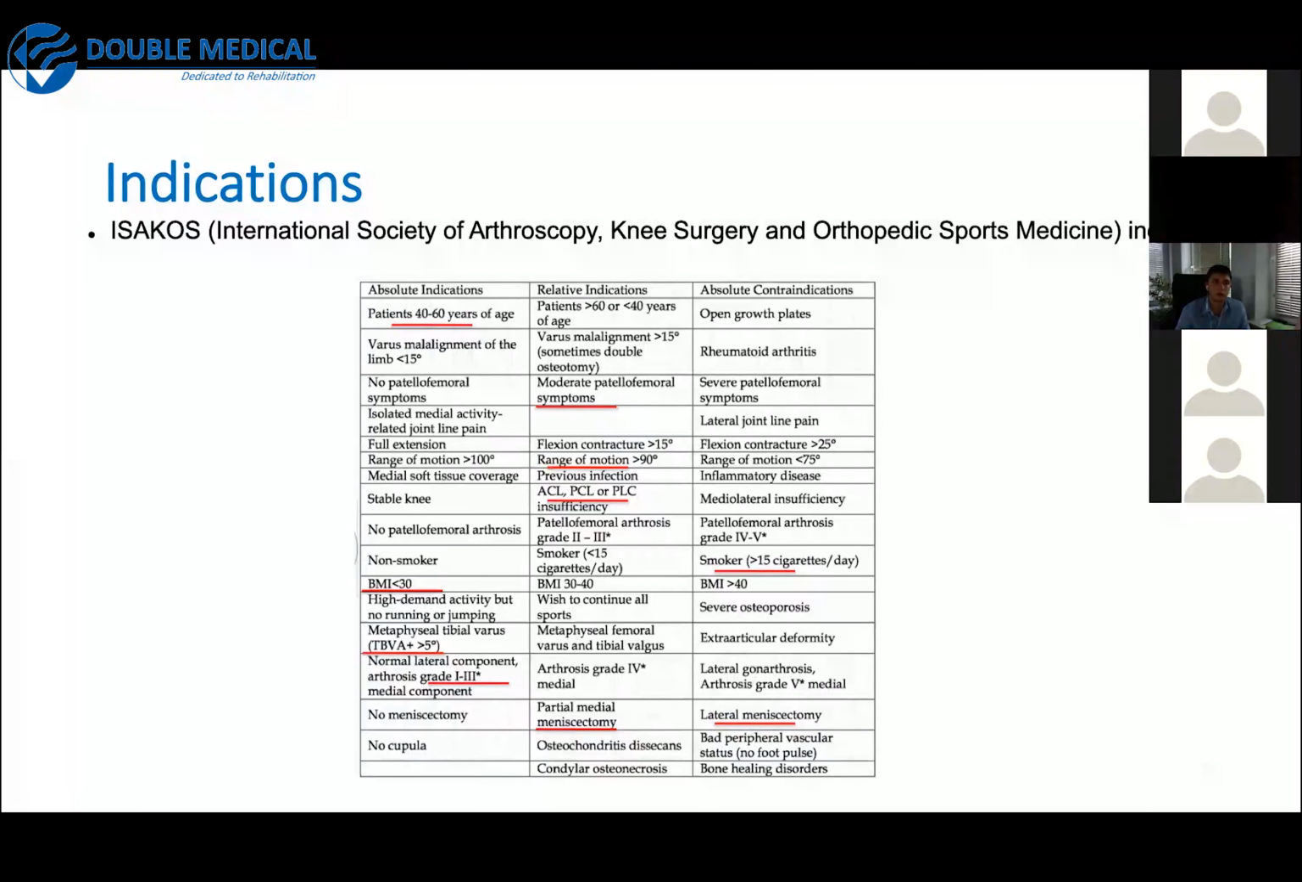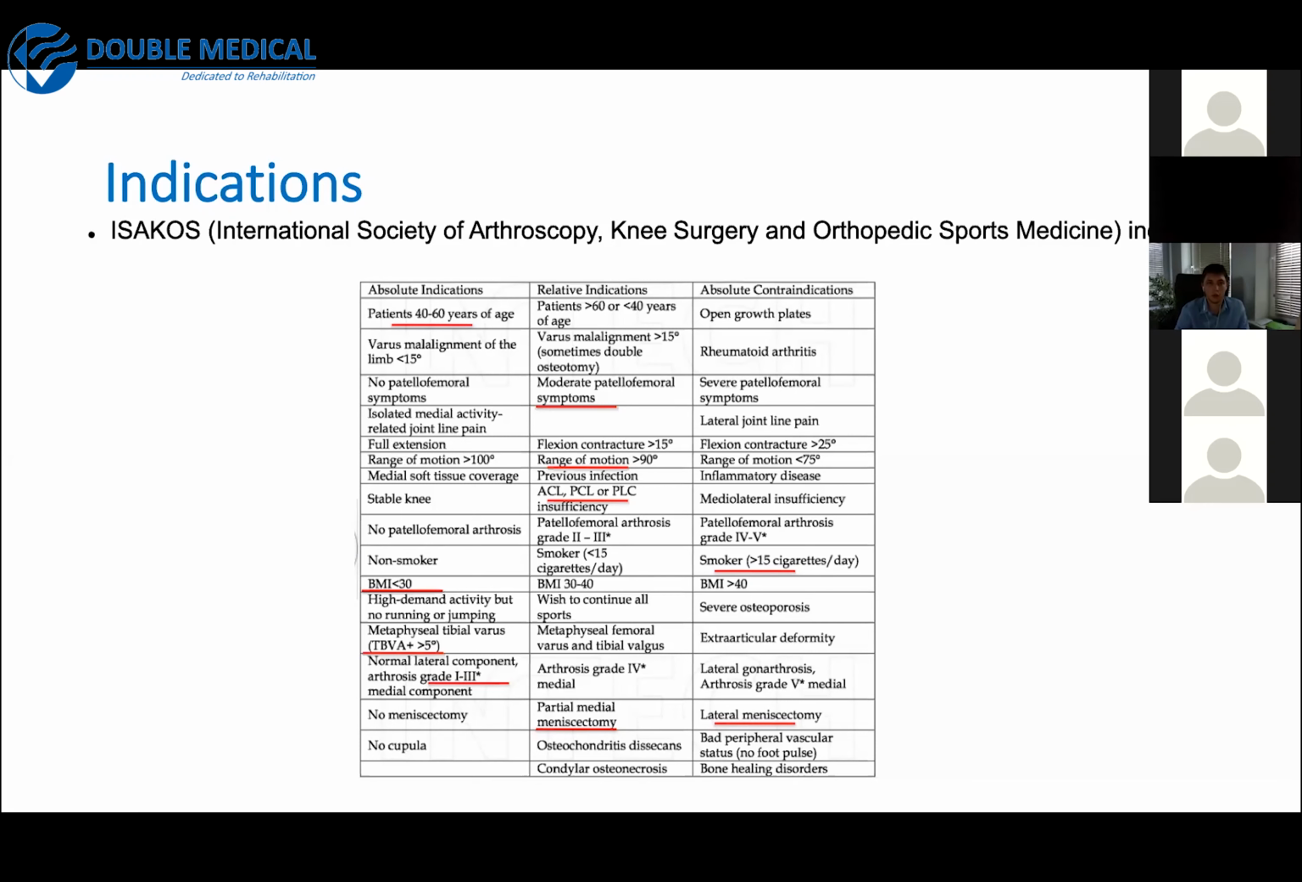The International Society of Arthroscopy, Knee Surgery, and Orthopedic Sports Medicine presented the following summary of indications and contraindications to high tibial osteotomy. According to these recommendations, the ideal patients are those who are 40 to 60 years old, with BMI less than 30, non-smokers, without any symptoms of patellofemoral arthrosis, and without any symptoms of lateral knee arthrosis.